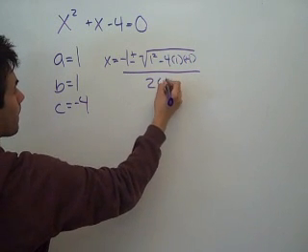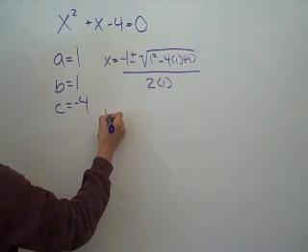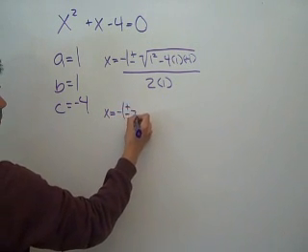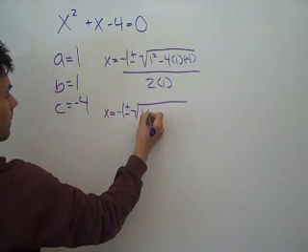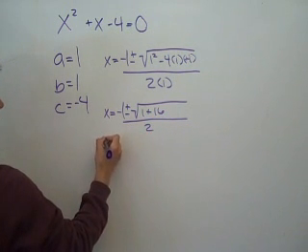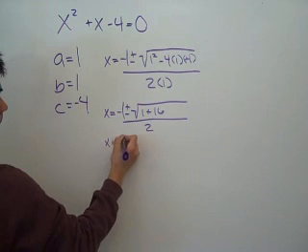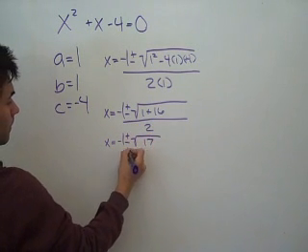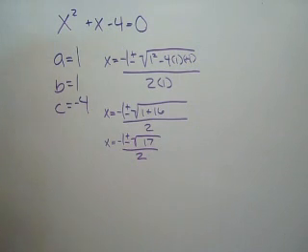Next, multiply inside the radical. Third, add inside the radical. Since there is nothing left to simplify, we have our answer.